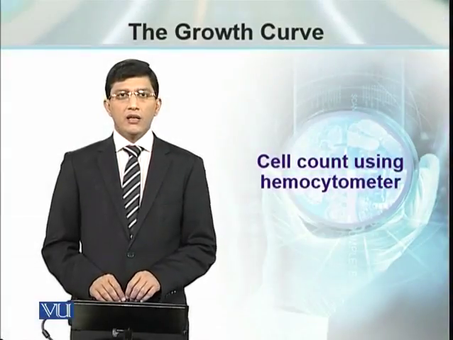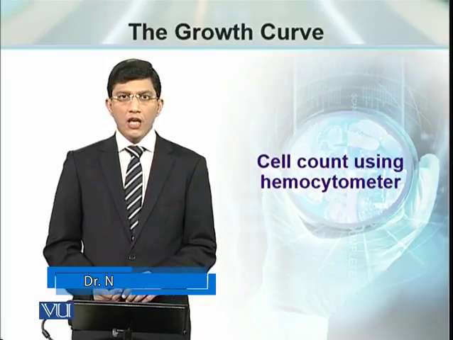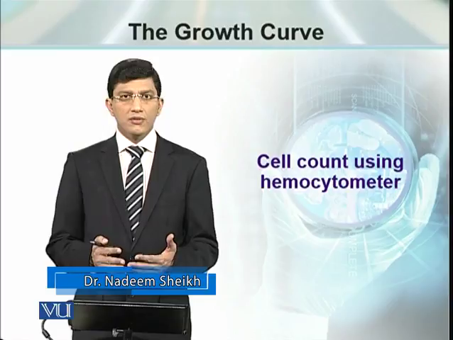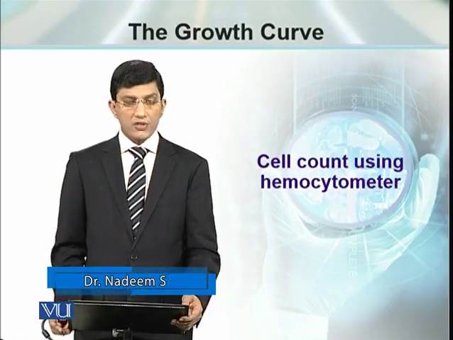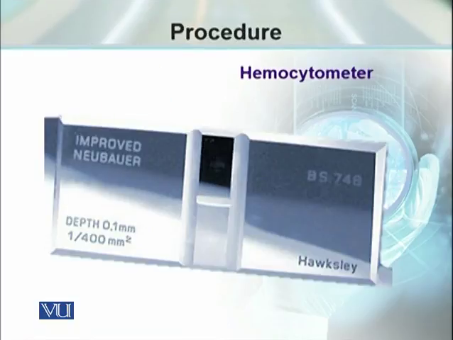अब हम बात करेंगे यूज़ ऑफ हीमोसाइटोमीटर फॉर सेल काउंटिंग। हीमोसाइटोमीटर ग्लास स्लाइड की तरह का एक साइटोमीटर है which was for the first time devised to count the blood cells. अगर इसको देखा जाए, this is not something a very complicated instrument.